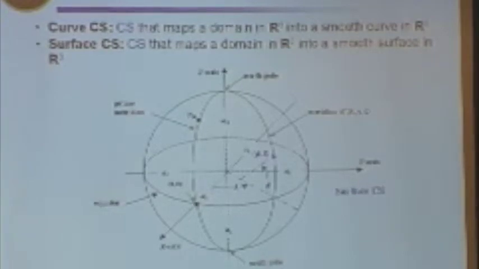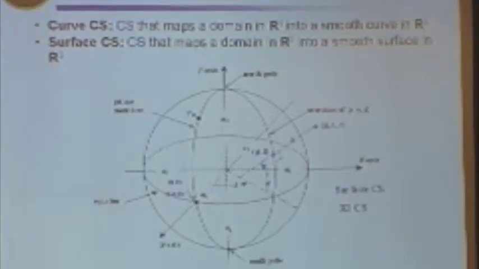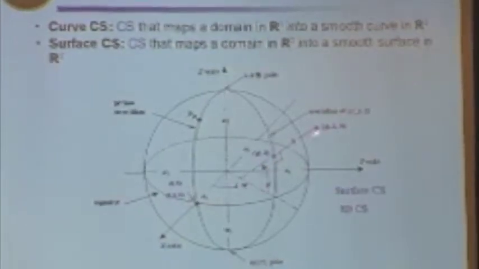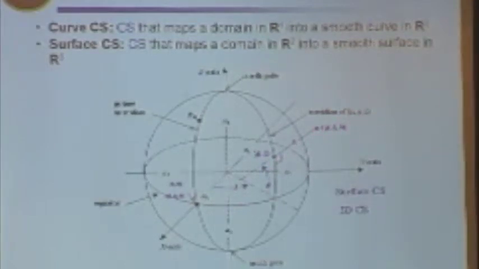We can extend some curved coordinate systems to 3 dimensions. Here we take a line perpendicular to the surface, and we can measure up and down on that line, giving us a 3rd coordinate, and then we have a 3-dimensional curvilinear coordinate system.